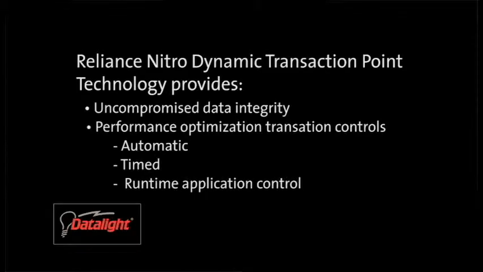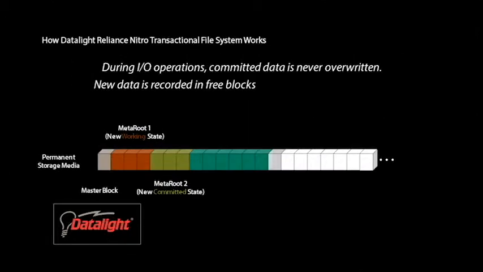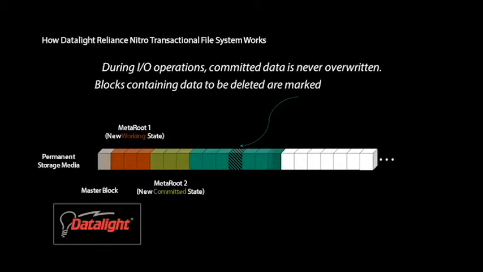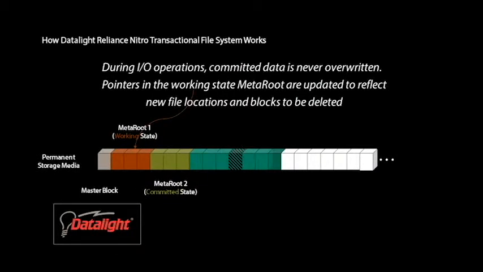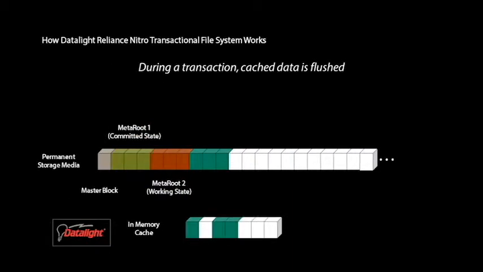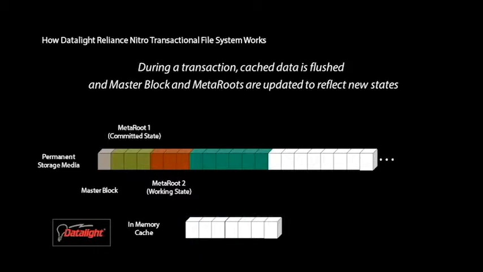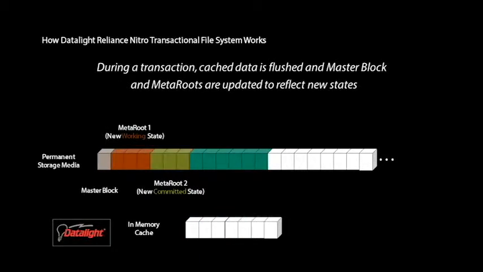The approach we use in Reliance Nitro is to assure data integrity using dynamic transaction point technology. Similar to a database, all modifications to the media will happen in a working state, leaving a known good state unchanged. This ensures that the system can instantly recover in the event of an unexpected shutdown. Once a transaction point occurs, all the data is flushed and the working state becomes the new known good state.